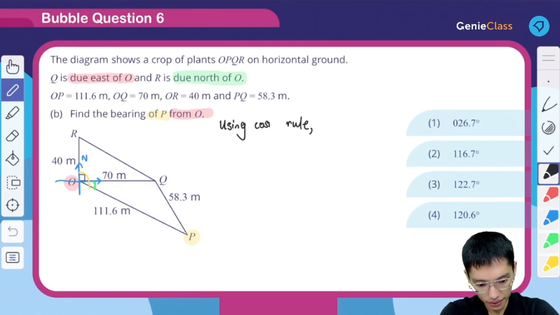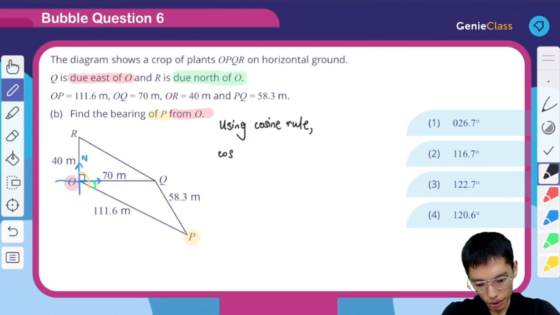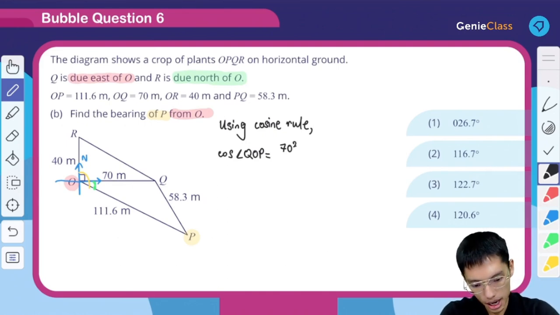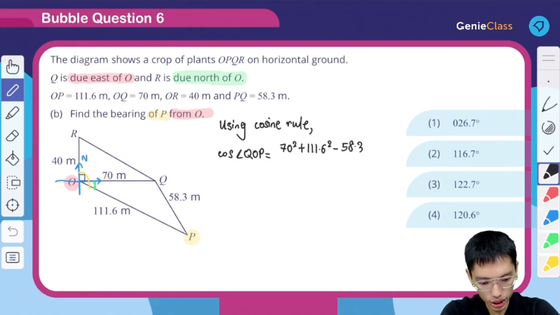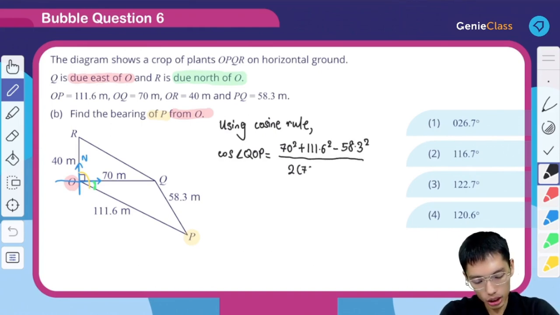Alright, the keyword here is cosine. Because if you refer to the formula, the angle you want to find, in this case, is QOP, sorry for that. What do I want to find? QOP, because you have all your three sides. So once you have it, you're going to have 70 square plus 111.6 square minus 58.3 square over, take note, 2 multiplied by my included sides, in this case 111.6.